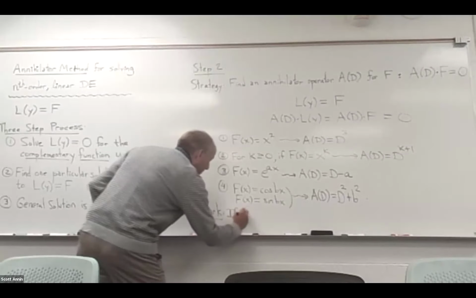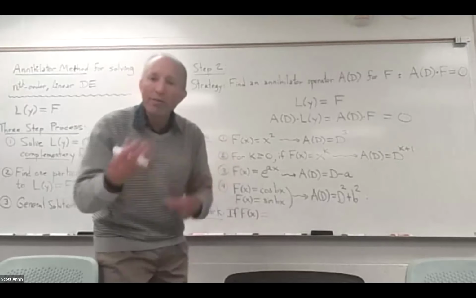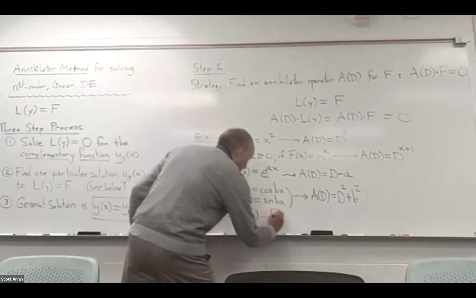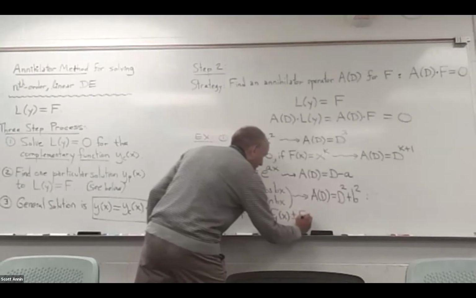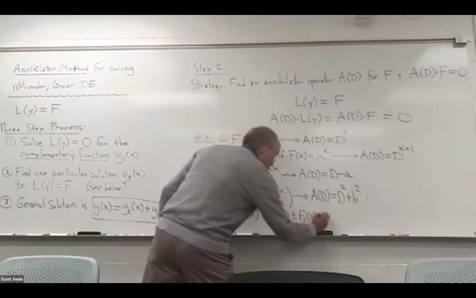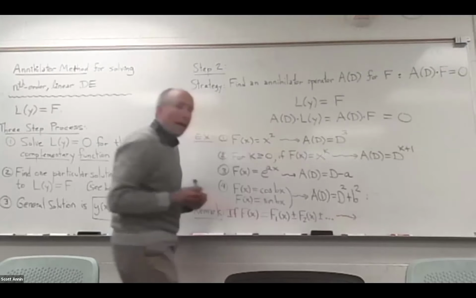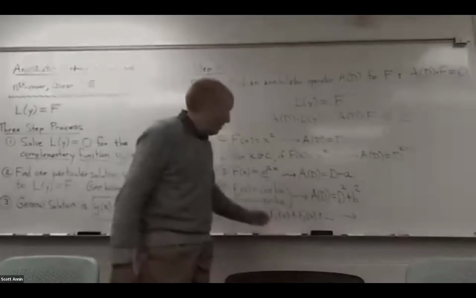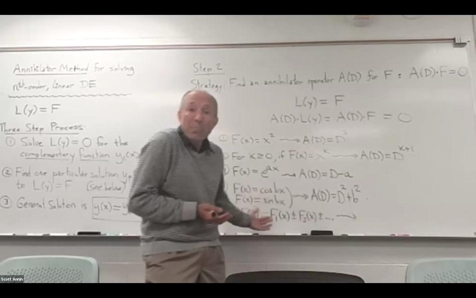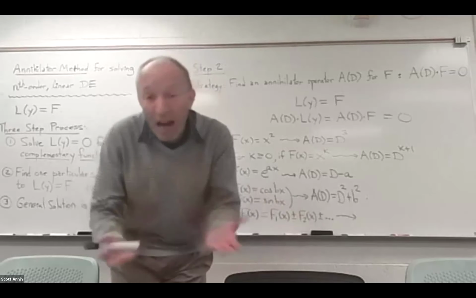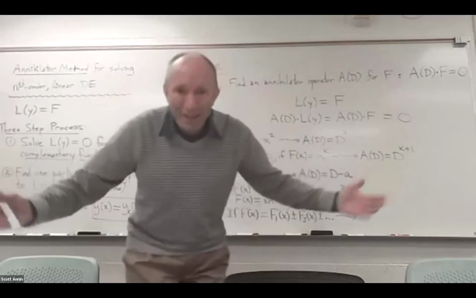Moreover, I will give you one more additional remark here, which is very important, which is that if your f of x happens to be a sum or a difference of other functions. Let's say we had f1 of x plus or minus f2 of x plus or minus dot, dot, dot, right? And imagine that you wanted to annihilate something like this. So this could be, you know, e to the 3x minus the sine of 5x, plus x to the 10th, something like that.